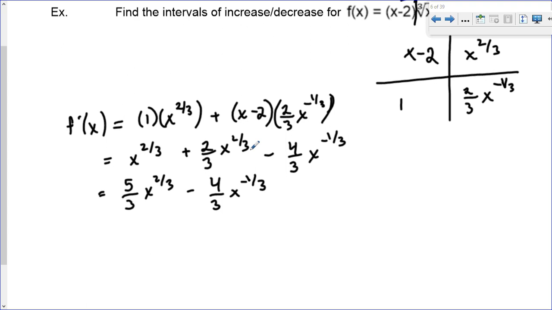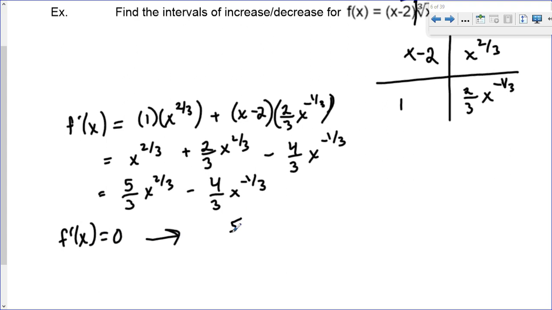I got 2 terms, and one of them happened to have a common term x to the 2/3, and I combined those. The coefficient was 1 here, or 3 over 3. So 3 over 3 plus 2 over 3 is 5 over 3. Okay, and that's the proper derivative here. So next up is what's always next up.